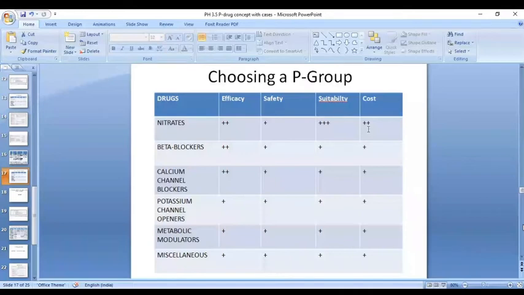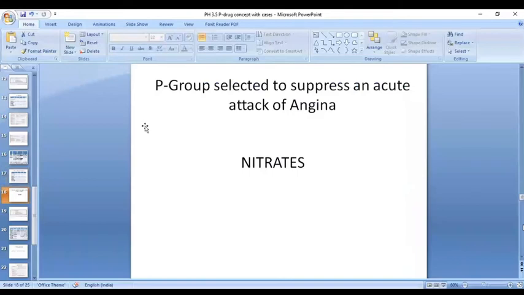So if we see the efficacy and suitability, the clear winner is nitrate, right? If you see objectively, efficacy, these three are good. Safety wise, all are equally fine. There is no drug which has a very remarkable safety profile, nor a drug which has a very adverse profile. But suitability is again important, because it's an acute treatment. We want the therapeutic objective to be achieved as soon as possible. And in cost also, nitrate has an edge over beta blocker and calcium channel blocker. So clearly, our P group would be a nitrate.